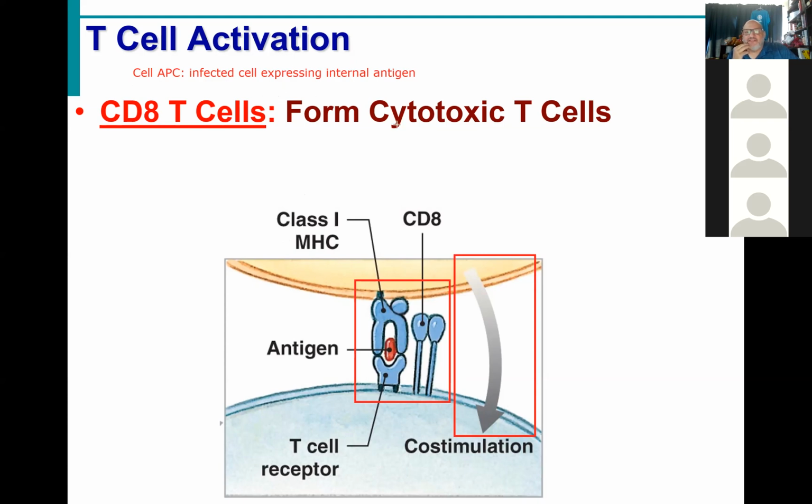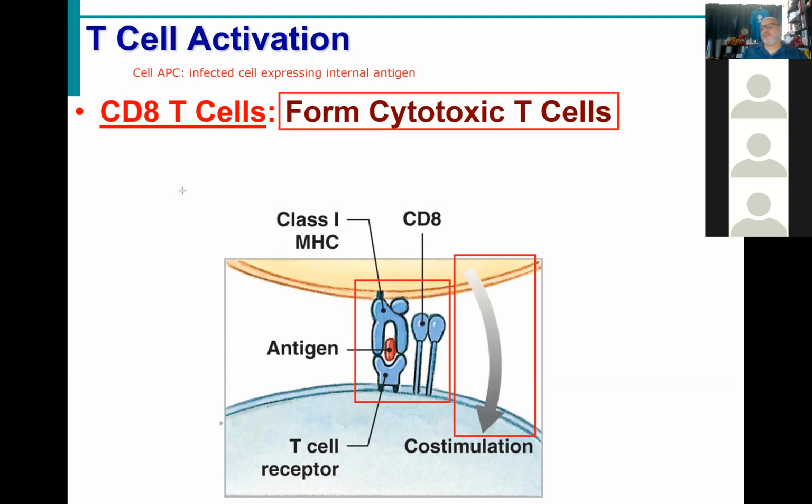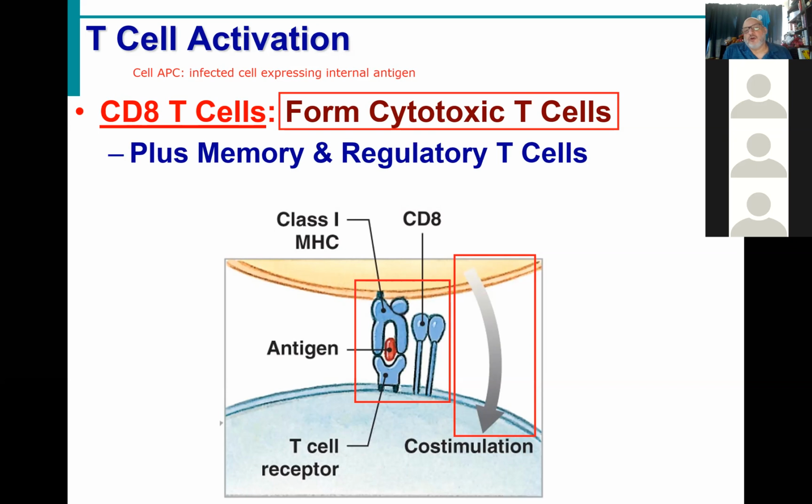And most of the T cells that are activated this way, most of the CD8 T cells become cytotoxic. Of course, I keep saying that, most, almost all, but most is not all. So those others are going to become our memory cells and also our suppressor or regulatory T cells. So most become cytotoxic, but we will produce some memory cells and we will also produce some regulatory T cells.